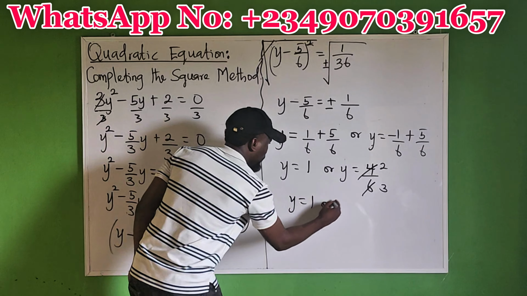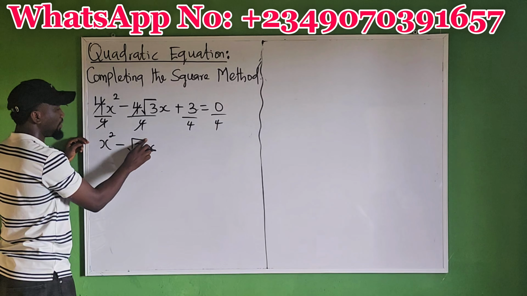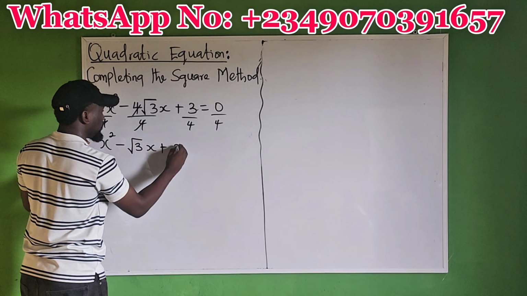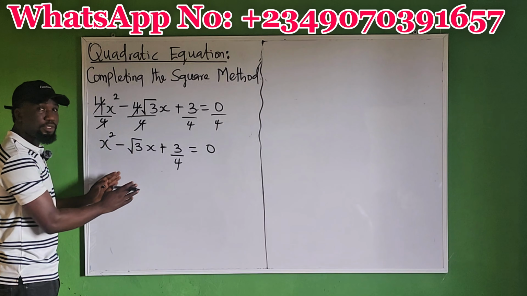The first thing is that the coefficient of x squared is not 1. Since it is not 1, we have to make it 1 by dividing all through by 4, because we have 4 here. So divide this by 4, by 4, by 4, then by 4. The 4 cancels 4, so we have x squared. Here we have negative root 3 x, like I said, this is not reaching x, then plus 3 over 4, is equal to 0.